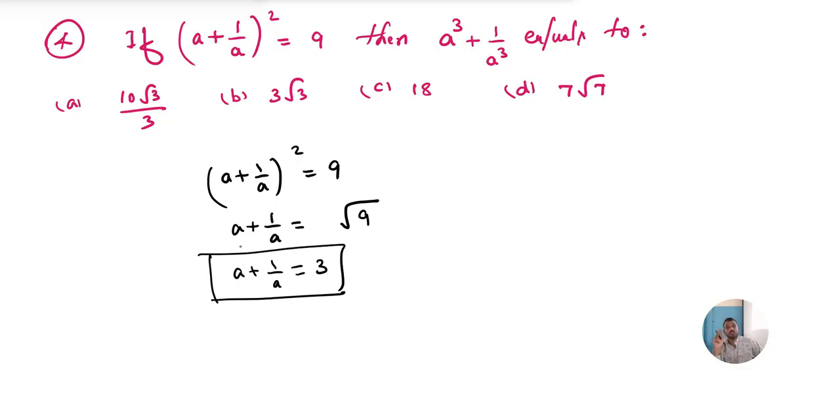a cube plus 1 by a cube. मतलब कि इसमें क्या दिख रहा है हमारे को? क्यूब दिखाई दे रहा है. Am I right? Good. What are we finding? Cube. क्यूब दिखाई दे रहा है.